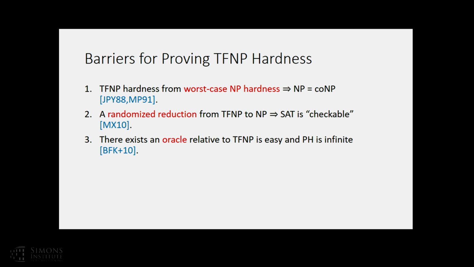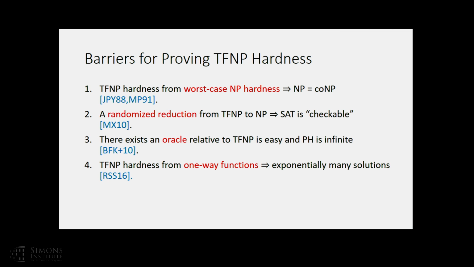There's also an oracle relative to which TFNP is easy, but the polynomial hierarchy is infinite. So this is also an obstacle to proving hardness based on languages in the polynomial hierarchy. And also there are recent results showing that if you try to do it from one-way functions, then maybe you can do it, but you have to have that your problem must have exponentially many solutions. So somehow it's not a natural reduction.